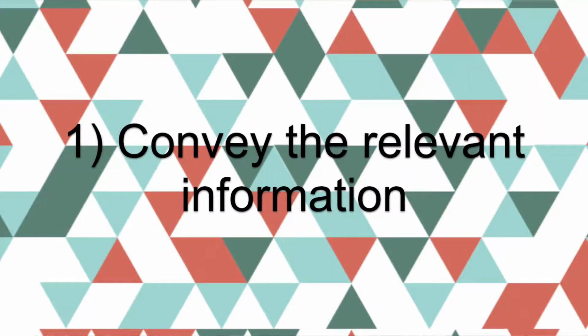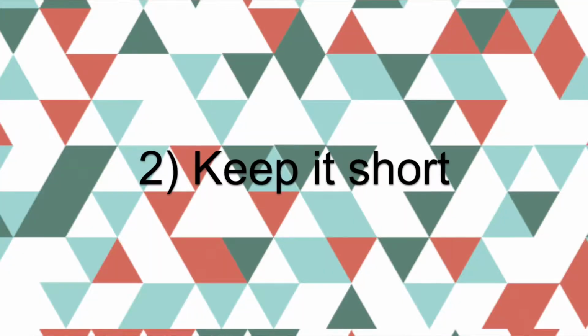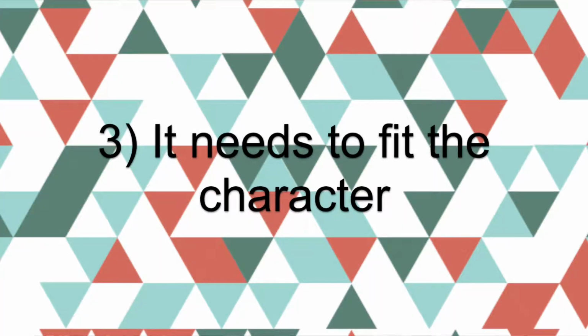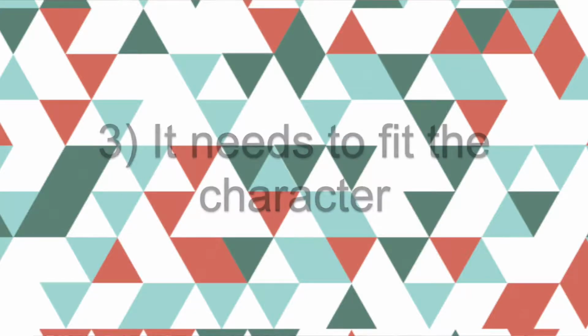In doing so, you need to do three things. One, convey the relevant information to the player, be it about a backstory, an enemy, or the environment. Two, keep it short. No more than a single sentence, and don't cheat with run-on sentences. You're not Tolstoy. Three, it needs to fit with the character.